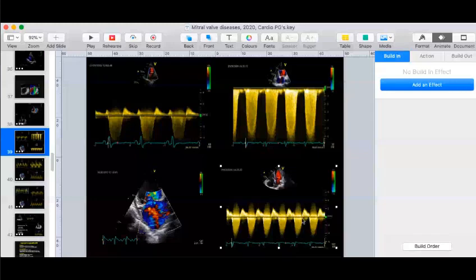You have this triangular shape which is peaking here. That is because of the high LA pressure here. So you have the jet which is truncated here. So this would be in favor of severe MR, and also indicative of very high LA pressure.